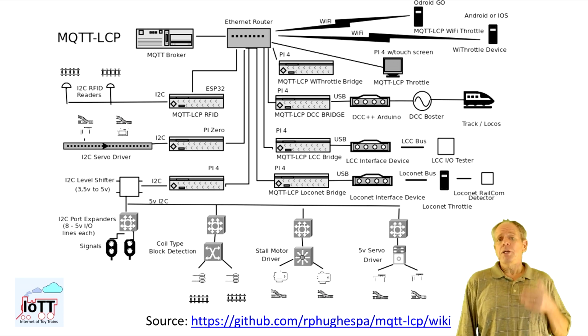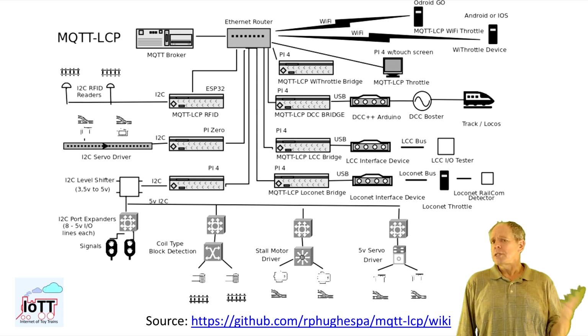For example, using your cell phone as throttle, your tablet or big screen TV as CTC panel, or dimming the lights of your layout room based on the fast clock time of your system using just off-the-shelf components.